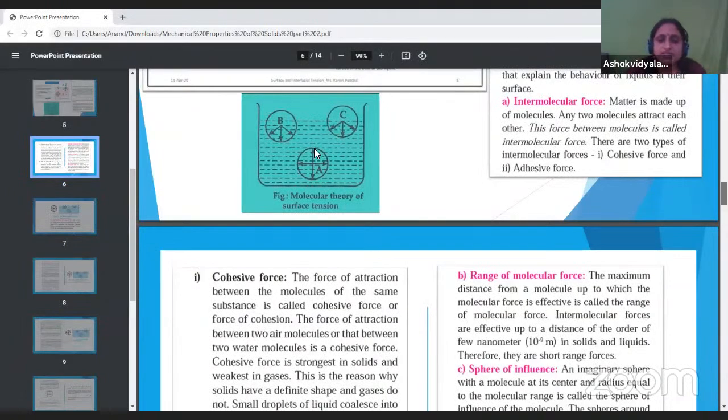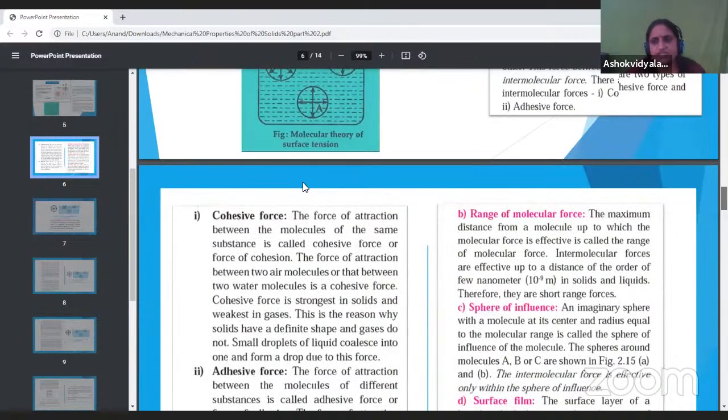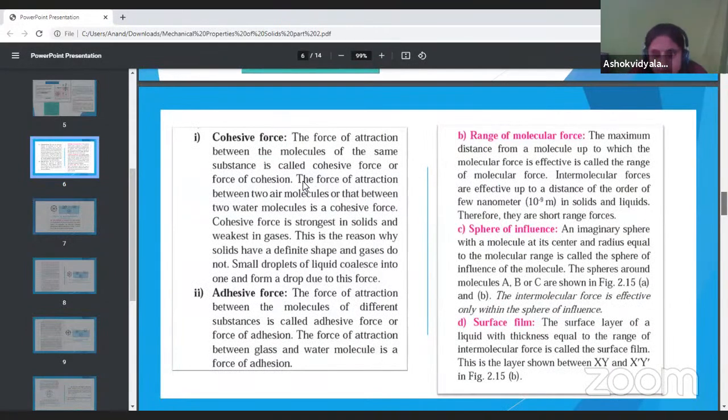Okay. Next word is the range of molecular force. The arrow drawn here for the maximum distance is called the range of molecular force. And the sphere of influence is the imaginary surface drawn around points A, B and C, which is an imaginary sphere with a molecule at its center and a radius equal to the molecular range. As shown in this figure, for the spheres around molecules A, B, C, the intermolecular force is effective only within the sphere of influence.